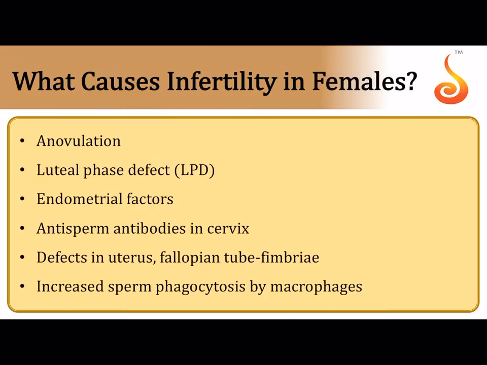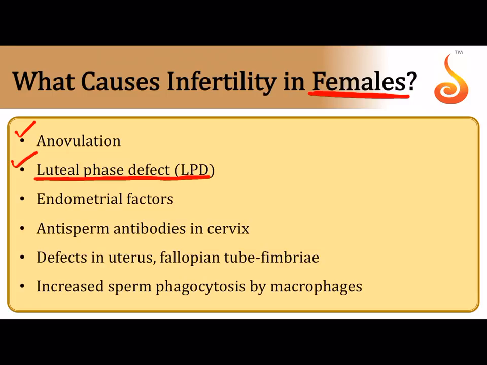Now, infertility in females. What causes infertility? What are some of the causes for infertility in females? Sometimes the female may exhibit a normal menstrual cycle, but she is not ovulating at all. This ovulation defect is referred to as anovulation. Then sometimes there may be a problem associated with the luteal phase. It is called the luteal phase defect. That means something is wrong with the corpus luteum.